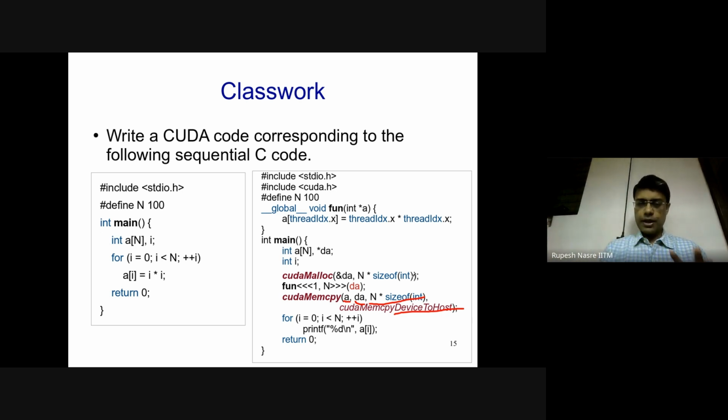So this particular code ensures, let's go step by step, allocation of A on the CPU, creation of a pointer on the CPU, allocating memory on the GPU, invoking a function to write square values to that GPU memory, copying those squares from GPU to CPU memory, and then printing it onto the CPU. Right? That is how we are doing this processing.